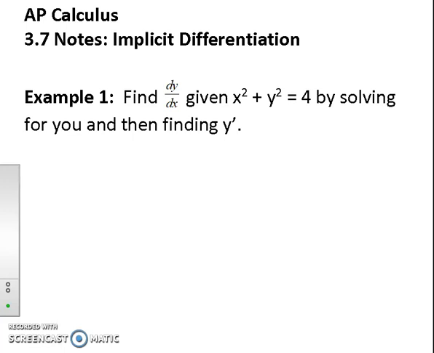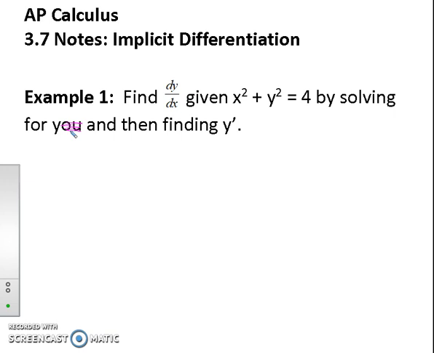First video for section 3.7 in AP Calculus on implicit differentiation. So to begin with, we are going to find the derivative for this equation the way we've been doing it. Example 1 says to find dy/dx given x squared plus y squared equals 4 by solving for y, and then finding y prime.